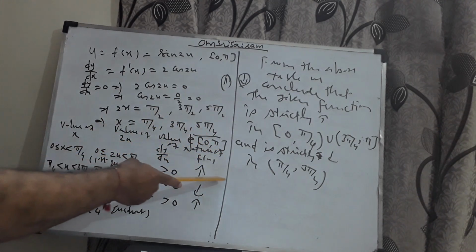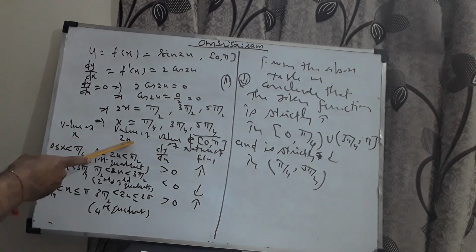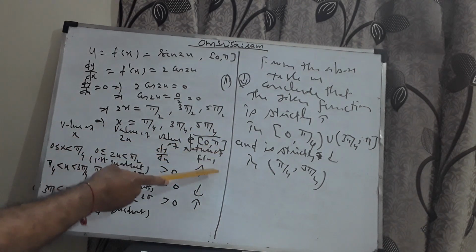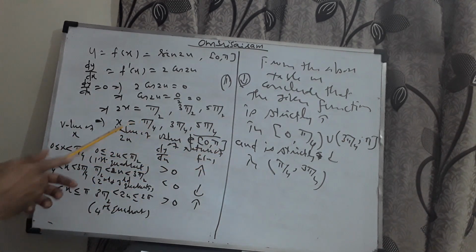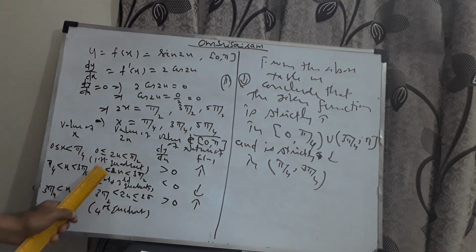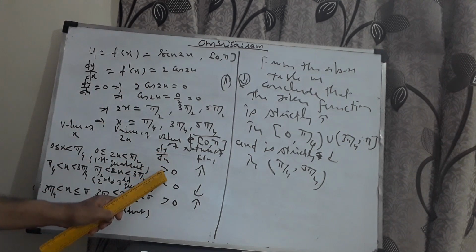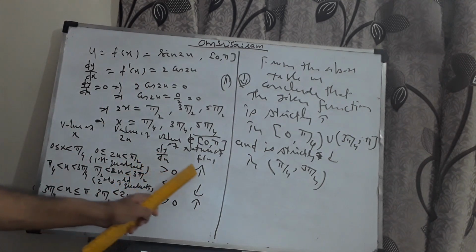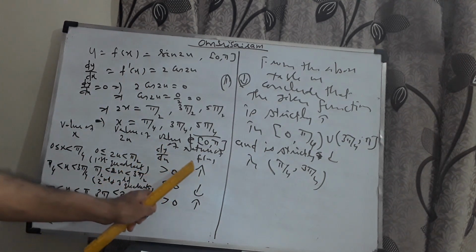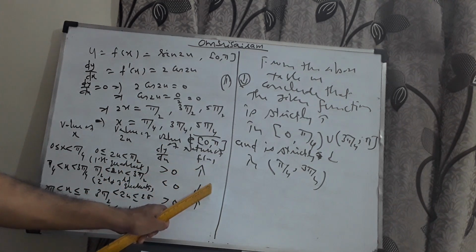Therefore, I'll make a tabular column like this. Value of x, value of 2x, value of dy by dx, the nature of f of x. Between 0 and pi by 4, 0 is inclusive, pi by 4 is exclusive. When x is between this and this, 2x is between 0 and pi by 2. It's in the first quadrant. First quadrant, 2 cos 2x is positive, dy by dx is positive. When dy by dx is positive, function is increasing.